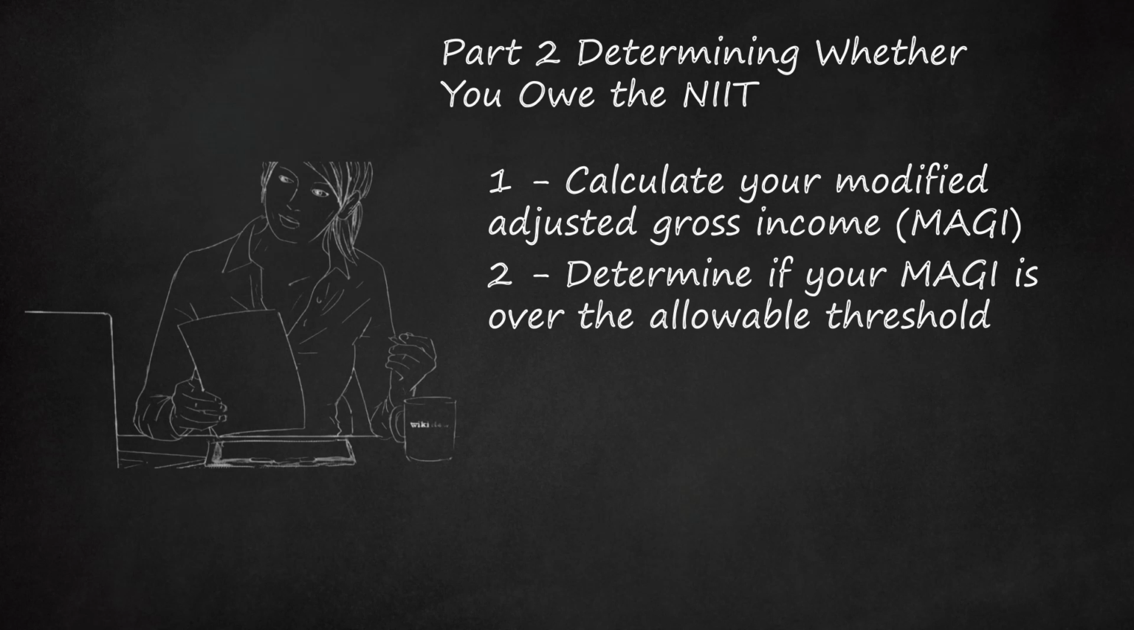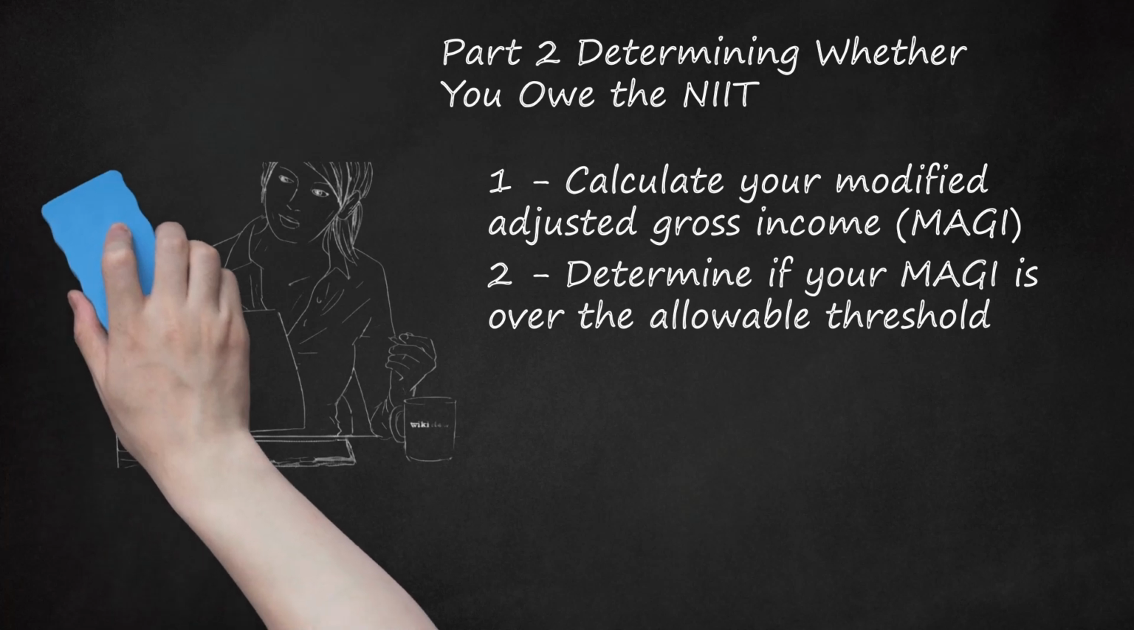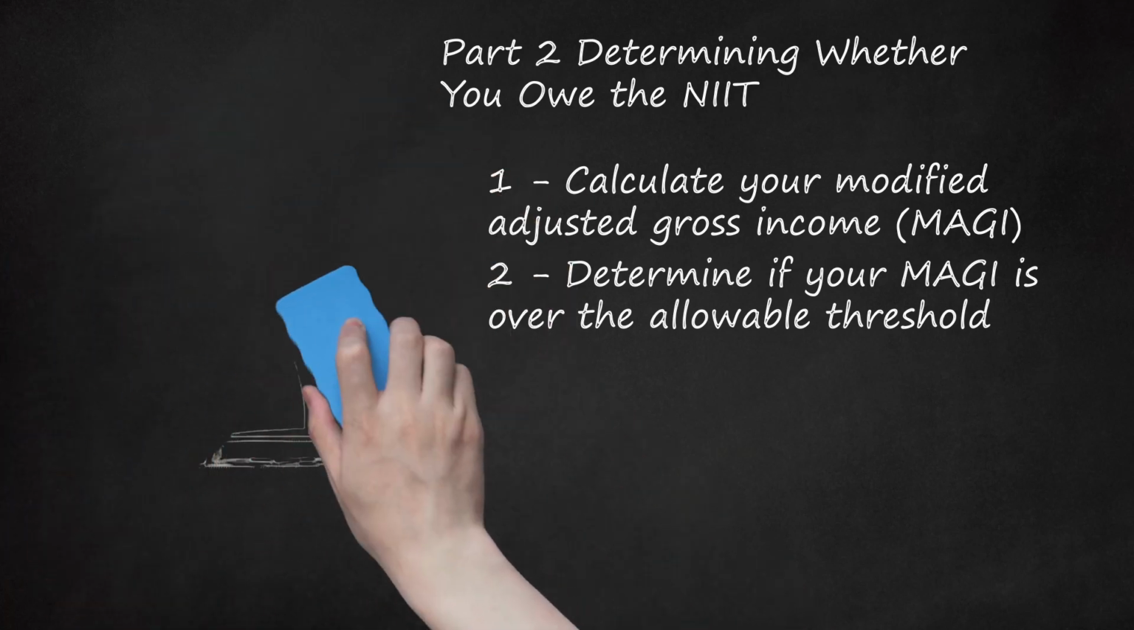The thresholds set by the IRS are $250,000 if you are married filing jointly, $125,000 if you are married filing separately, $200,000 if you are single, $200,000 if you are head of household, $250,000 if you are a qualifying widower with a dependent child.